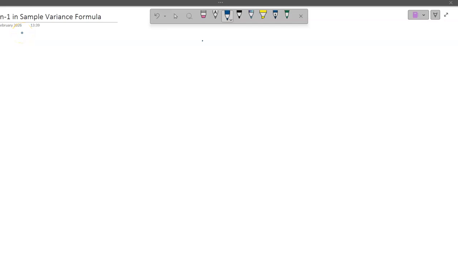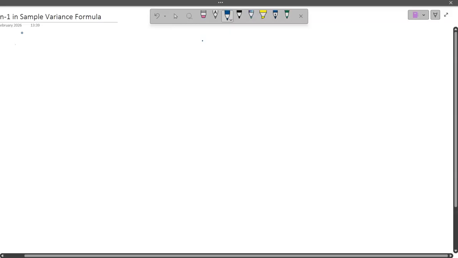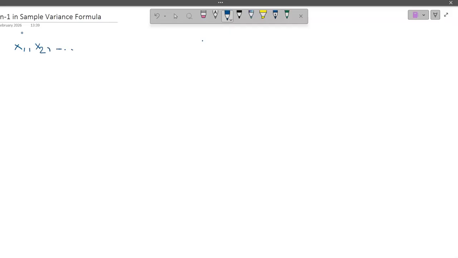Hello friends, today we will be discussing the topic of why we use n-1 in the denominator of the sample variance formula. To discuss the topic, let us start with a random sample X1, X2, ..., Xn. These are independently and identically distributed random variables from some distribution with mean mu and variance sigma square.